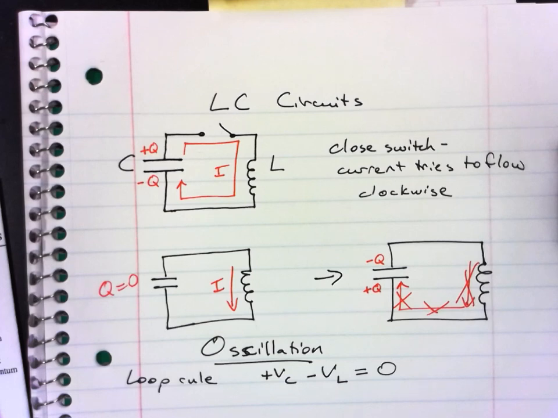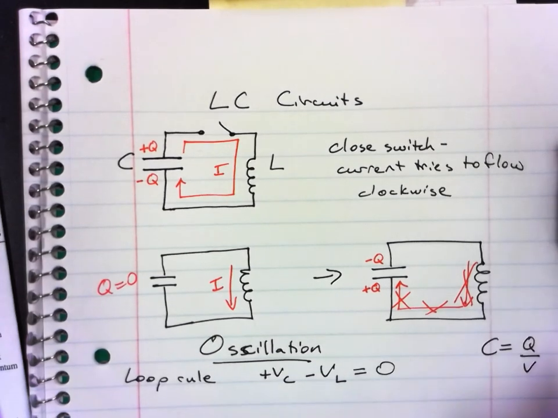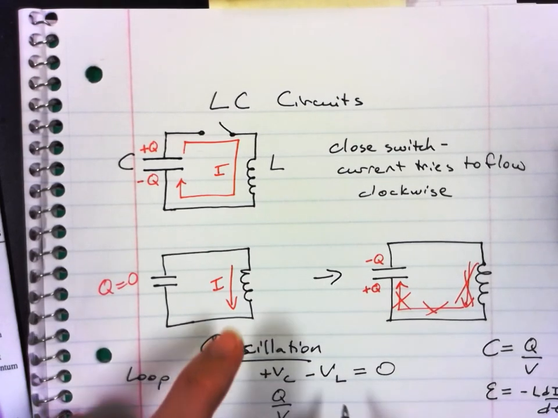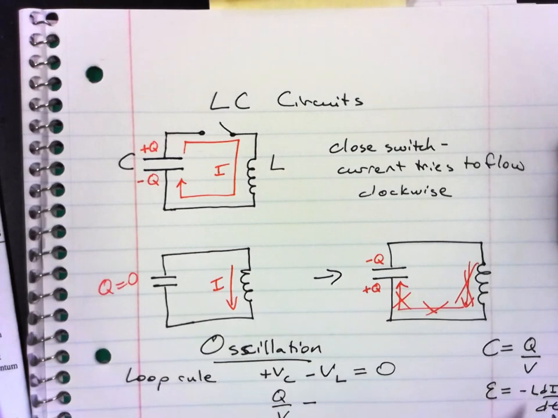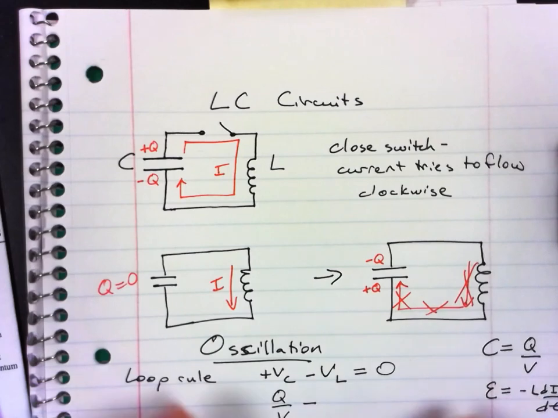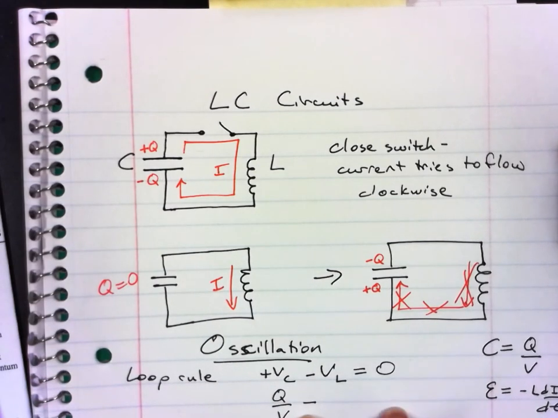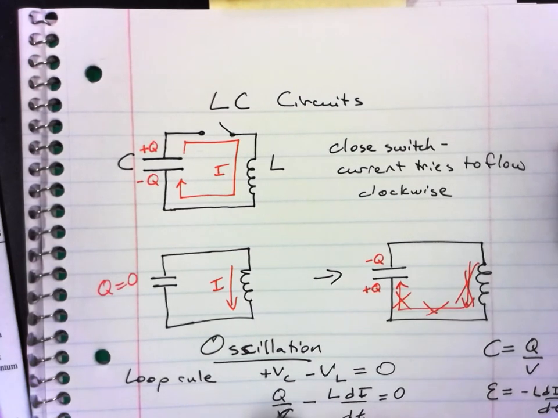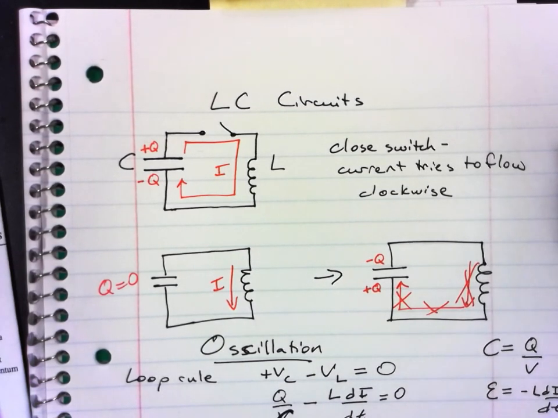I'll remind you that capacitance is Q over V, and for an inductor, EMF is negative L di/dt. So Q over V minus this. This loss already has the negative sign included, so I'm not going to copy the minus sign also. L di/dt equals 0. I wrote that wrong. We were solving for V, we need Q over C. I am so sorry, but I'm not restarting for that.